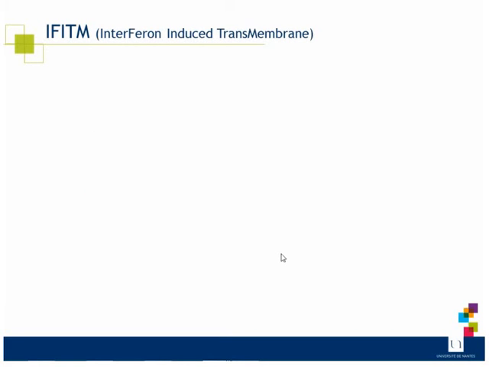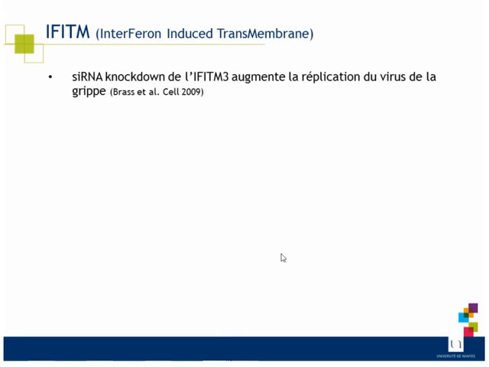Okay, so the next one we're going to look at is interferon-induced transmembrane proteins, IFITM. They were identified not very long ago in a study that was trying to look for host cell cofactors for influenza infection. So their experimental design is like this. They've got cells that are permissive for influenza infection.